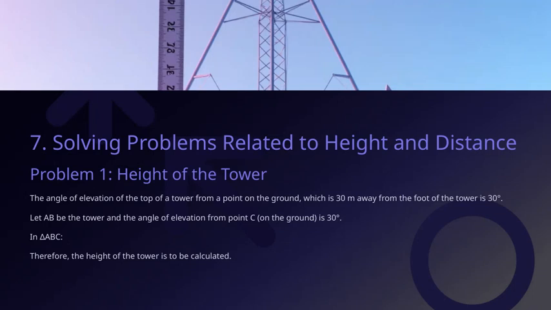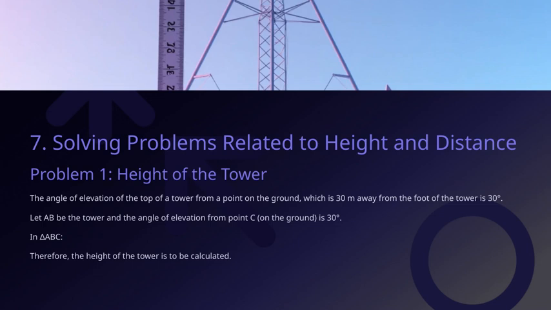Now let's look at solving a problem related to height and distance, specifically the height of a tower. Imagine you're standing at a point on the ground, which is 30 meters away from the foot of the tower. From this point, the angle of elevation to the top of the tower is 30 degrees. Here, we denote the foot of the tower as point B, the top as point A, and our observation point as point C. So, in triangle ABC, we know the angle of elevation at C is 30 degrees, and the horizontal distance from C to B is 30 meters.